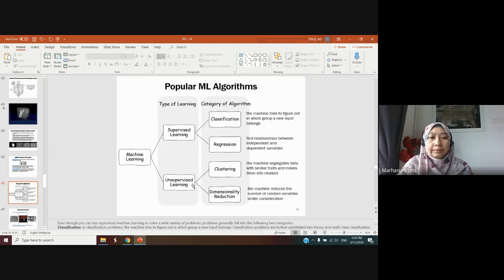Popular machine learning algorithms: supervised, unsupervised. The category of algorithm classifications, the machine tries to figure out in which group a new input belongs. Regressions, find relationship between independent and dependent. Classify is classify, which group. Regression, the relationship of the data, of the input. Unsupervised learning, clustering, the machine segregates data with similar traits, move them into clusters. Okay, and then dimensionality reduction, the machine reduces the number of random variables under consideration. Okay.